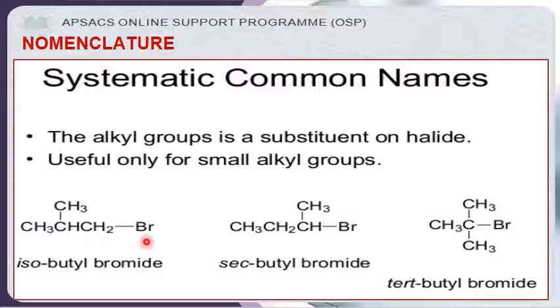For example, according to the classification of alkyl halide, in this slide you have 3 examples. It is a butyl-containing hydrocarbon, that is, 4 carbons, attached with the halide atom. This halogen is attached to the primary carbon atom, so this is called isobutyl bromide, or we can say 1 degree alkyl halide.